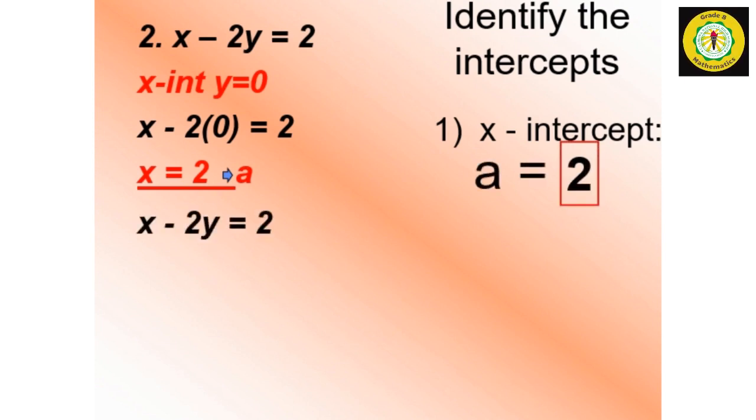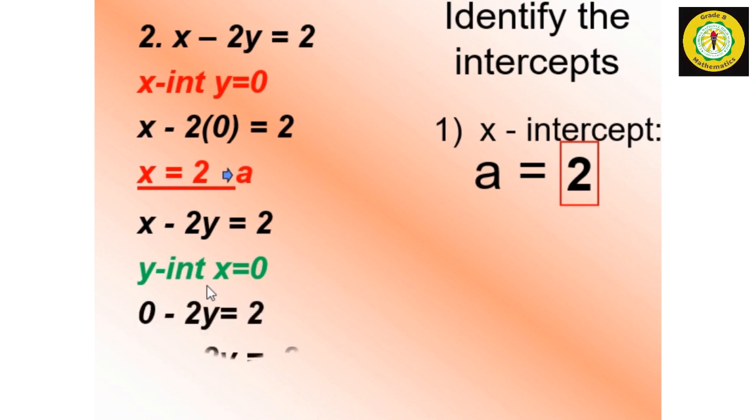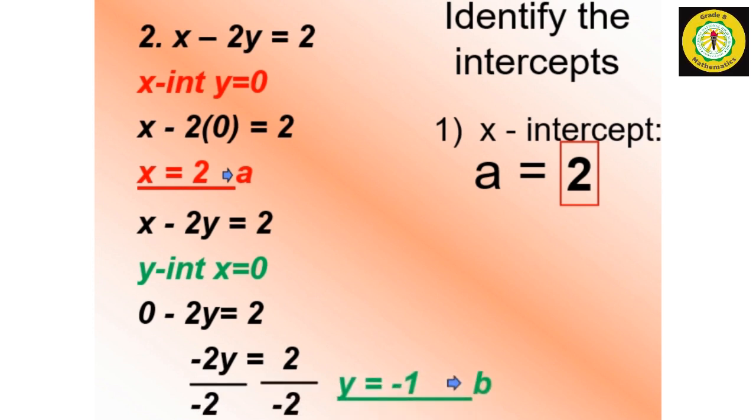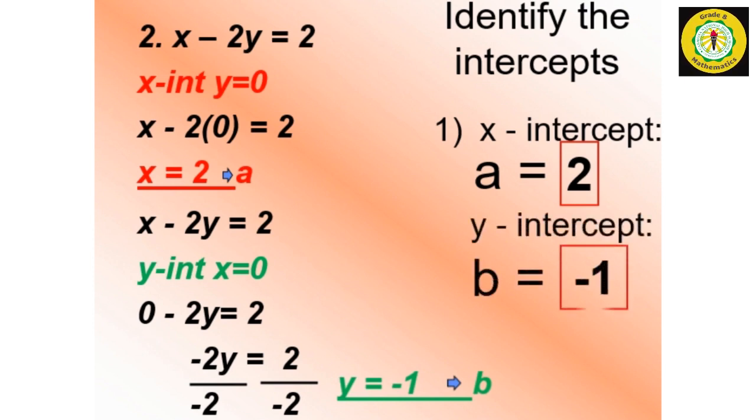Next, x minus 2y equals 2, our equation. And then, we will find the y-intercept. So, x equals 0. Then, we need to substitute. 0 minus 2y equals 2. And then, we need to divide both sides by 2. So, y equals negative 1. Our b, or y-intercept, is negative 1.